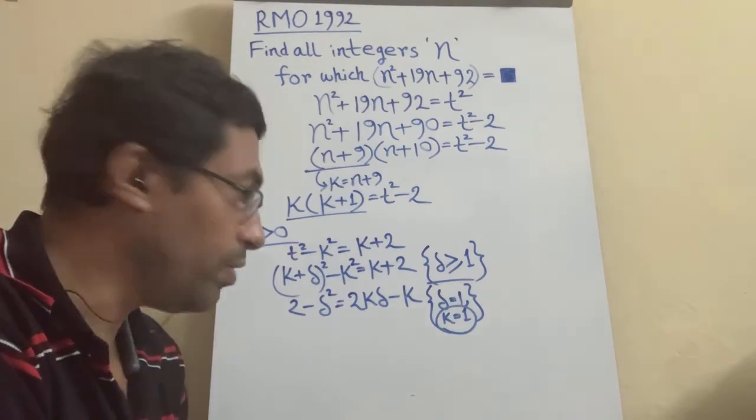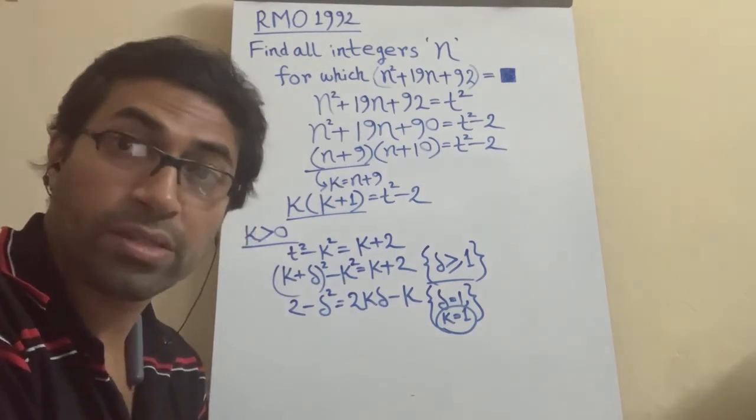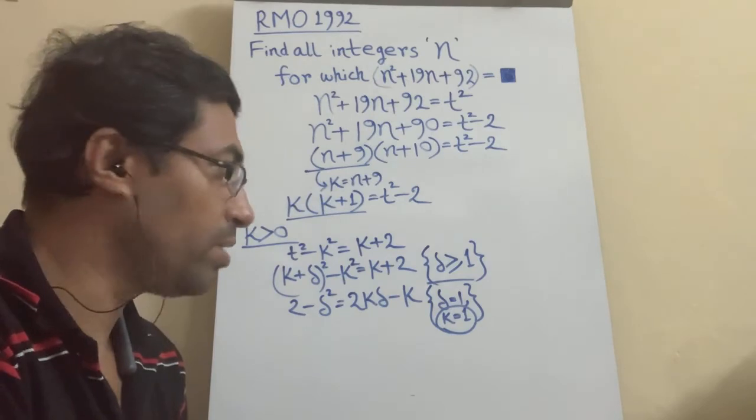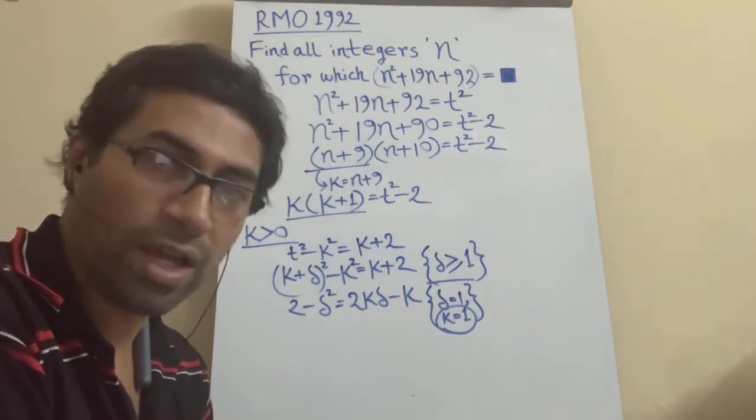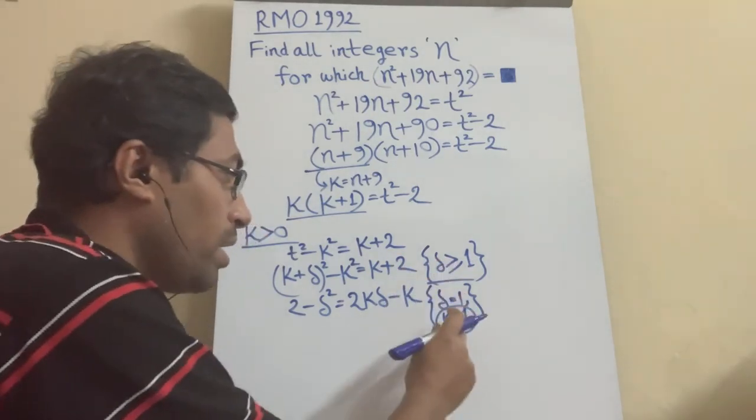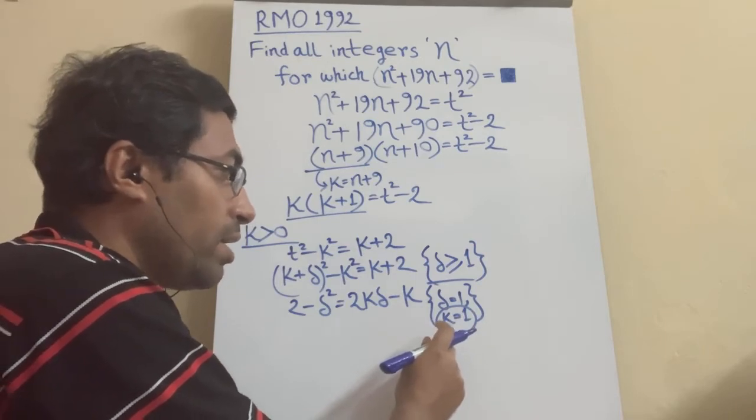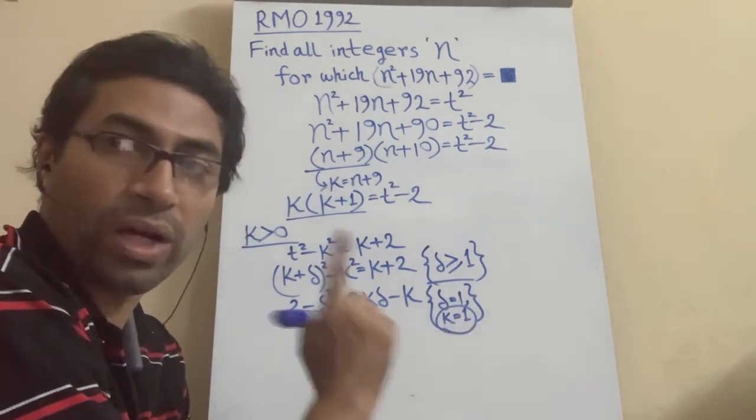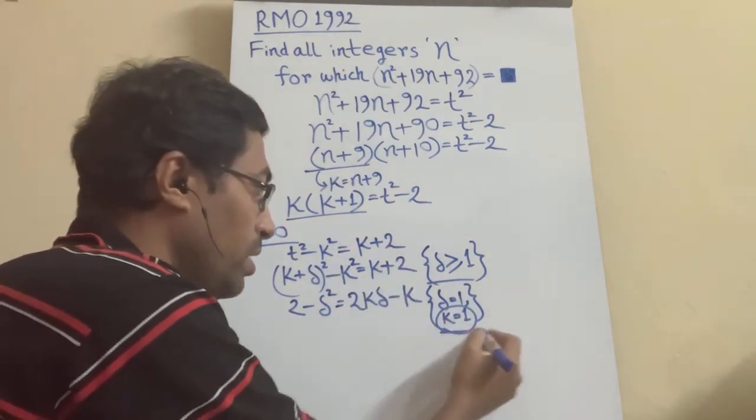So which is a contradictory situation. That means delta cannot be greater than 1. So the only possible value for delta here is 1, and for that we got a solution, that is k equal to 1. So k equal to 1 is definitely one of the solutions. So we note it down here.